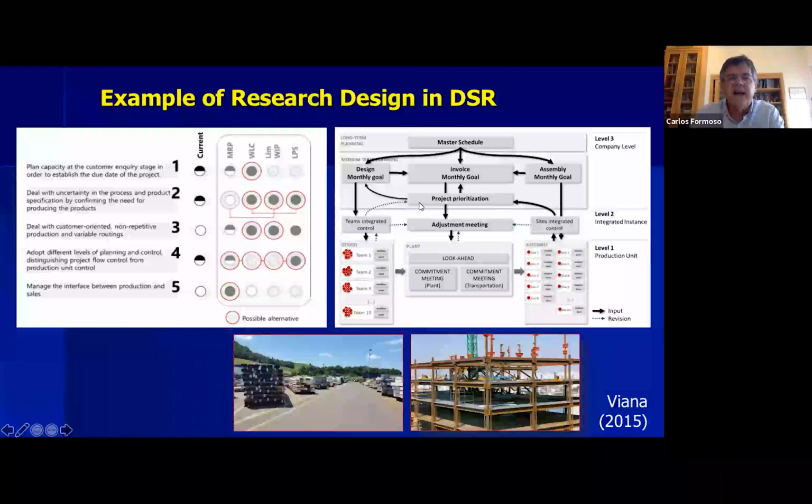So these are the main artifacts of the work of Daniela Viana. In the first picture on the left, you can see a list of 5 requirements for planning systems. So if you want to have a good planning system for engineered to order prefabricated building systems, you have these five requirements. And on the right, you have a kind of planning and control model, right?